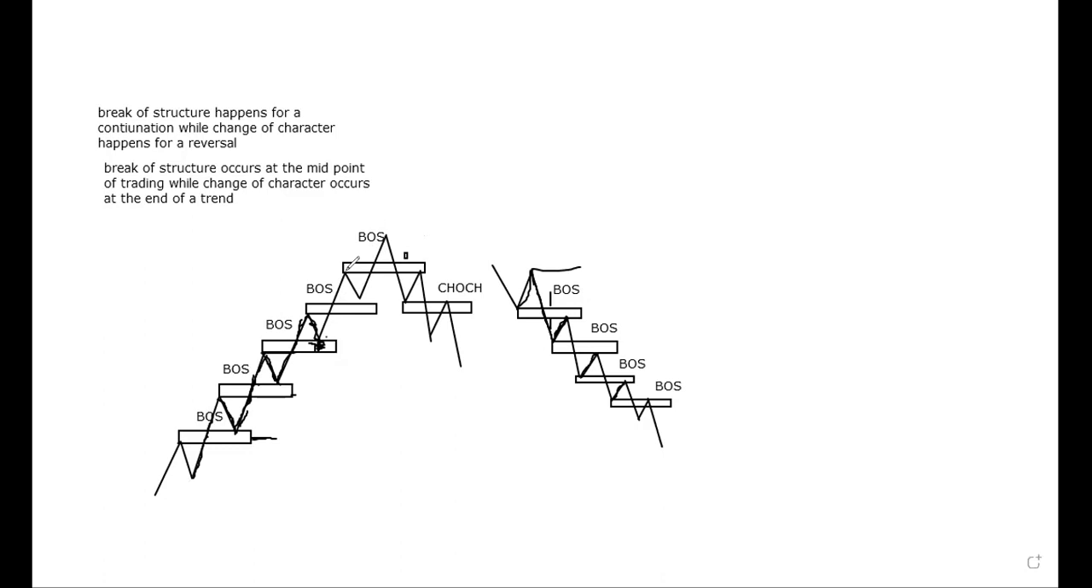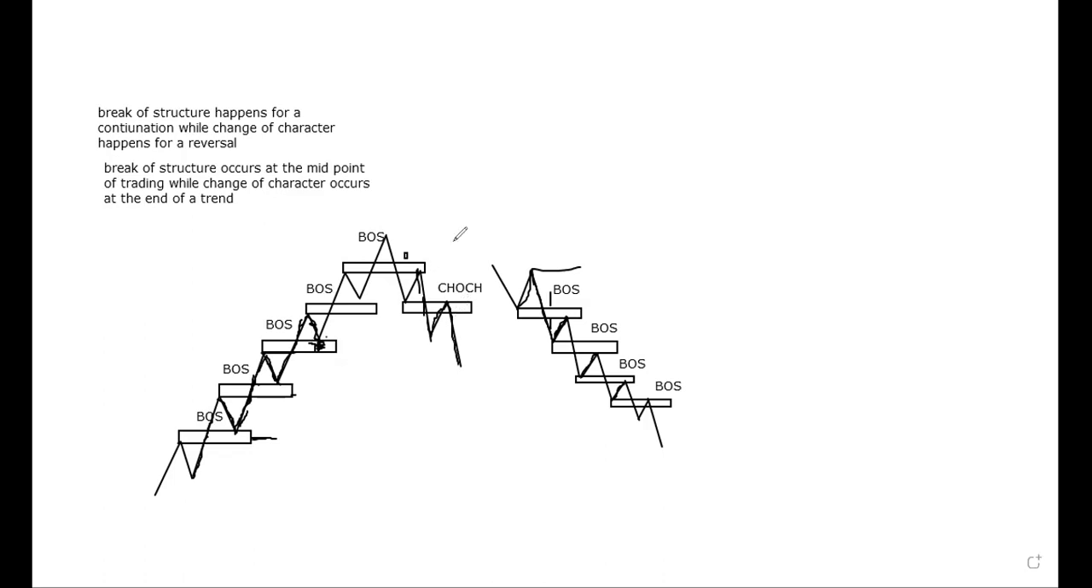Then the market gets here, then comes back to what? To retest this break of structure. You understand? Then the market moves up again. You know what I'm saying? The market comes back and it actually broke this structure over here. Once it breaks this last structure, then we have a change of character. Then the market comes back down, retests this level that was broken, and we have our change of character.